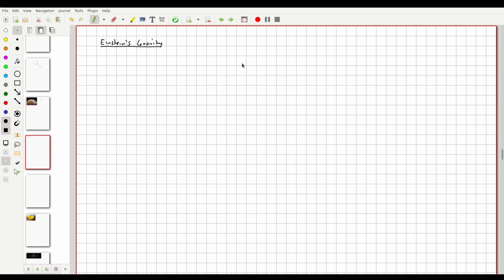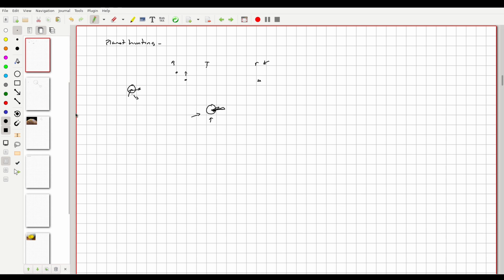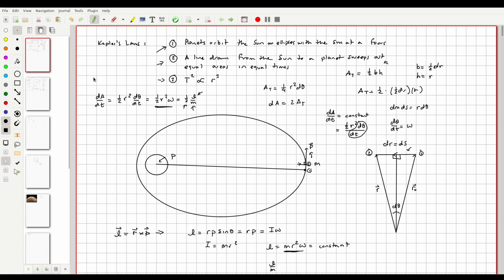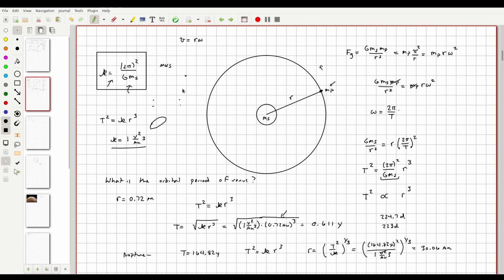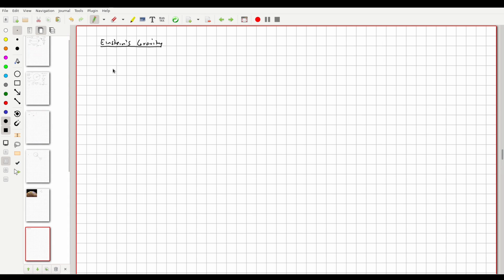So, one question you might have is why the need for another gravity? I mean, we have this one right here. This one works really well. Why the need to expand on it? Well, it has a lot to do with Mercury.